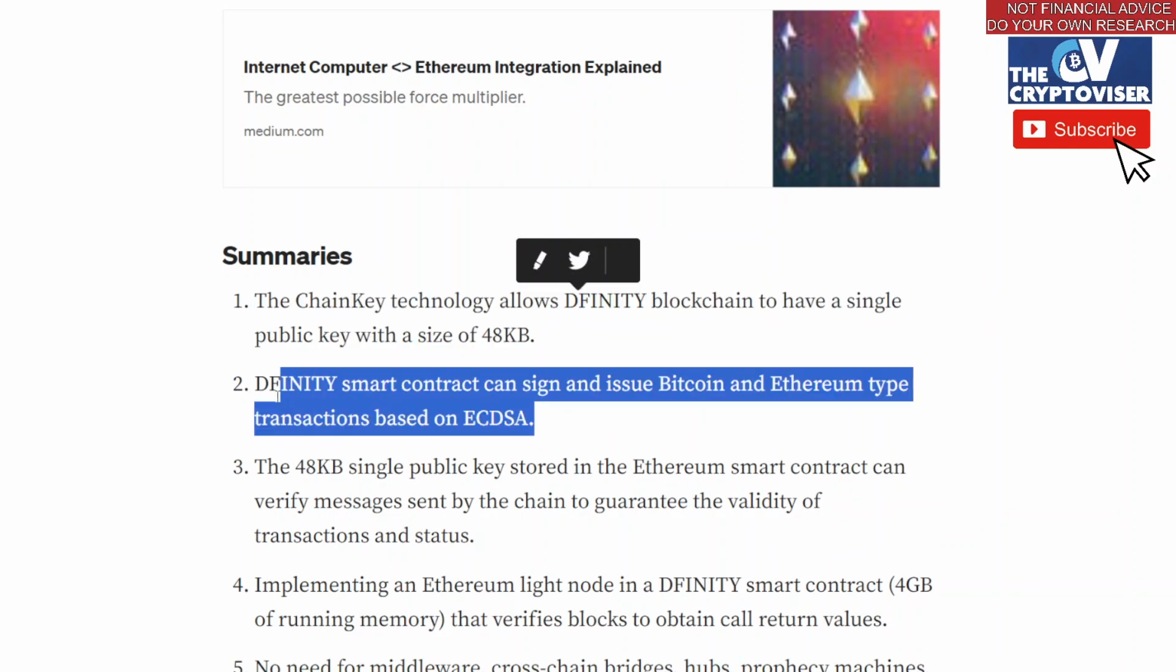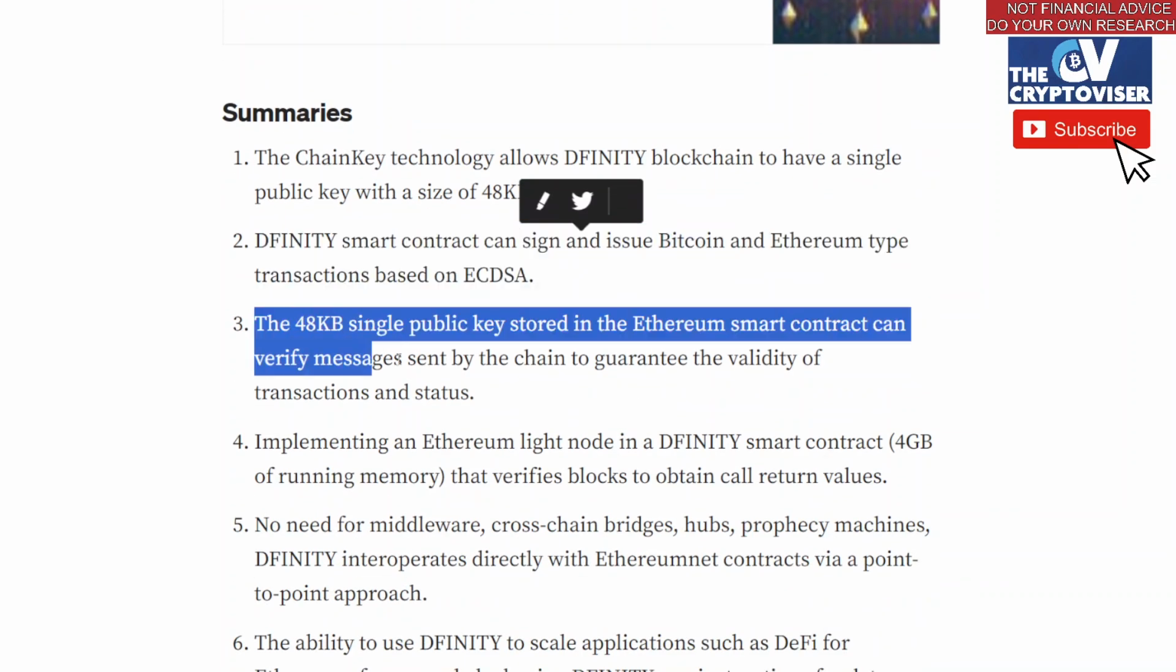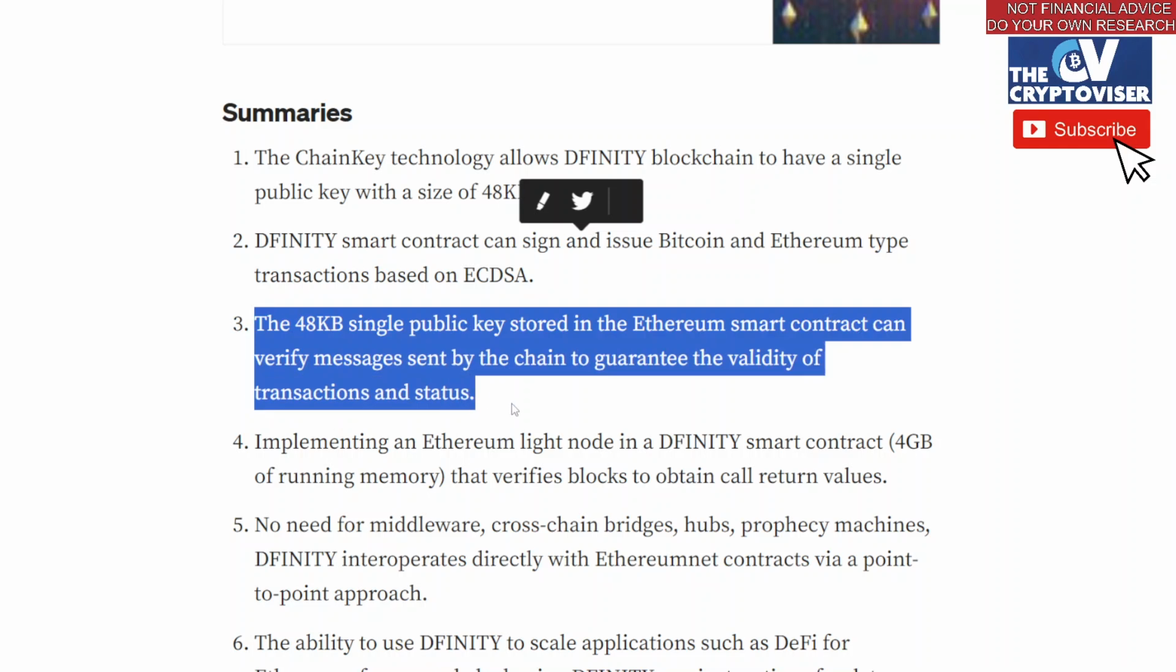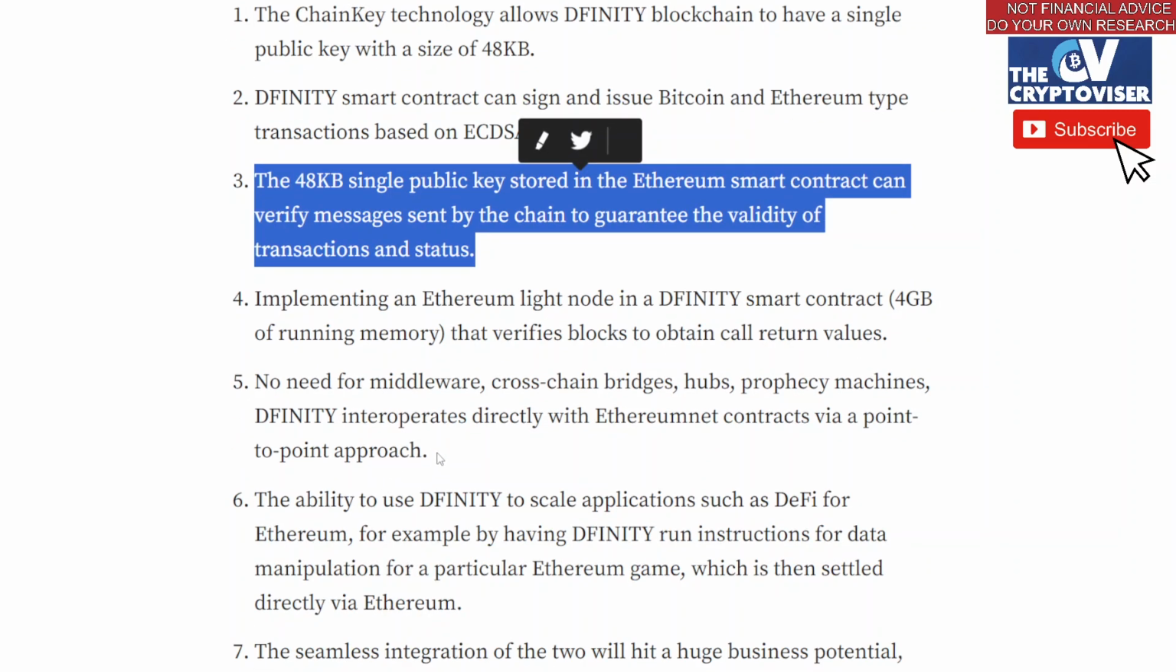Definity smart contracts can sign and issue Bitcoin and Ethereum type transactions based on that technology. The 48 KB single public key stored in the Ethereum smart contract can verify messages sent to the chain to guarantee the validity of the transactions and status. Implementing an Ethereum light node in a Definity smart contract verifies blocks to obtain call return values.